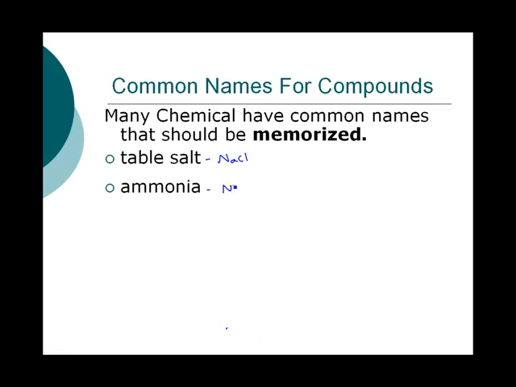Ammonia is NH3. I guess if you had to name it, you'd call it nitrogen trihydride, but nobody calls it nitrogen trihydride. Everybody just calls it ammonia. That's been its name since the beginning of time, when we knew what ammonia was, pretty much.